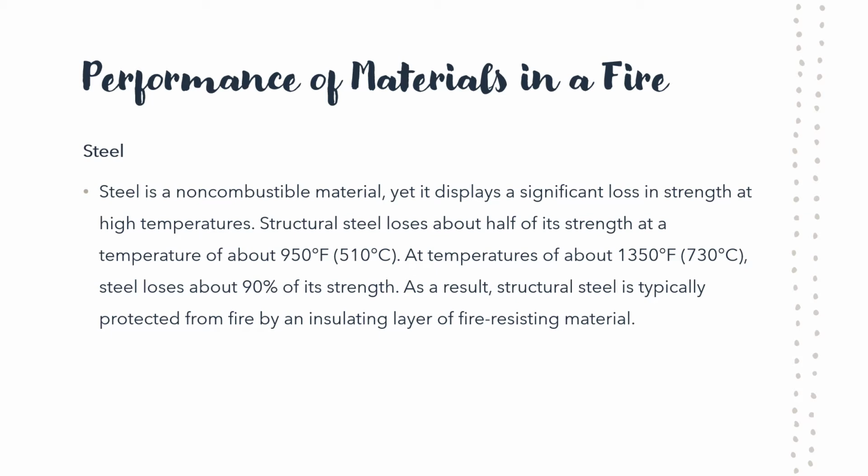One example of this is steel, which is a non-combustible material yet displays a significant loss in strength in high temperatures. Structural steel loses about half of its strength at a temperature of about 950 degrees Fahrenheit or 510 degrees Celsius. At temperatures of about 1350 degrees Fahrenheit or 730 degrees Celsius, steel loses about 90% of its strength. As a result, structural steel is typically protected from fire by an insulating layer of fire-resisting material.